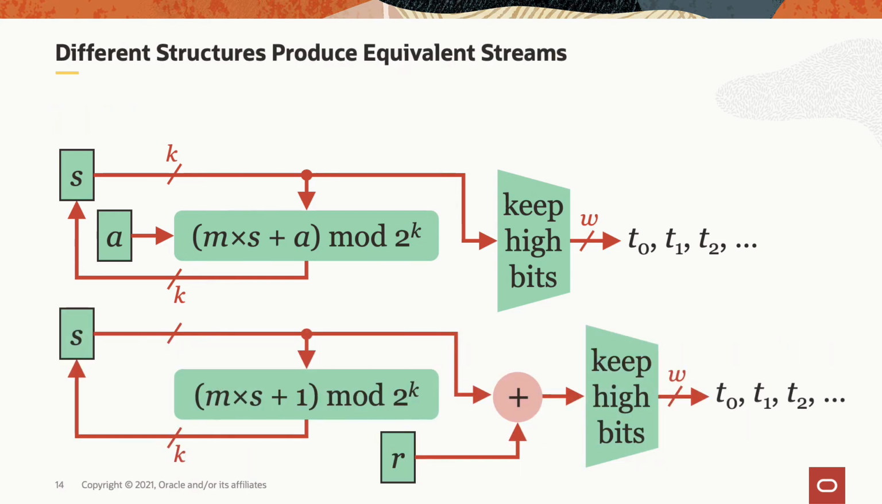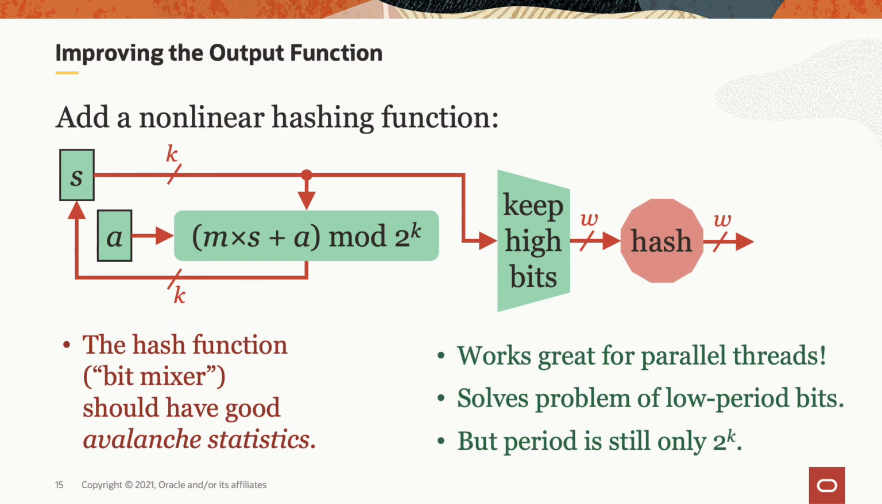This theorem allows us to show an equivalence between 2 different algebraic structures. The upper one is the linear congruential generator that we've already seen with the additive parameter A. The one at the bottom replaces A with a constant 1. It introduces a value R that is added in to the output just before the high bits are kept. If R is chosen appropriately as a function of A, then these 2 generators produce the exact same cycle of values. But there is an additional improvement we can make that makes this idea work out pretty well after all.